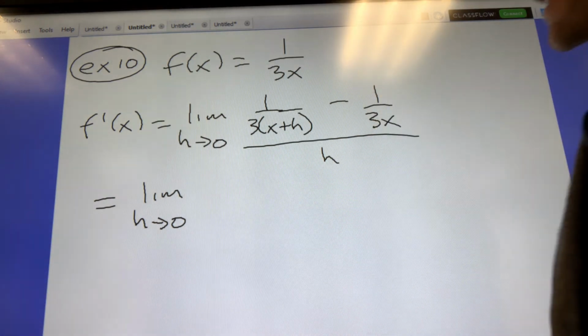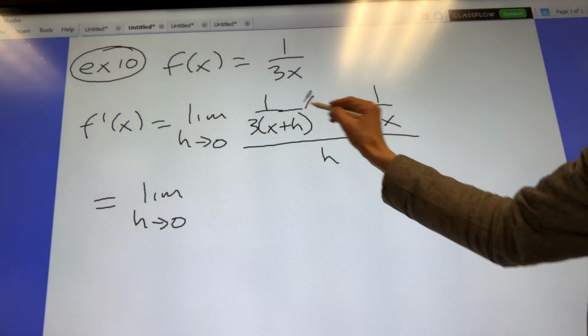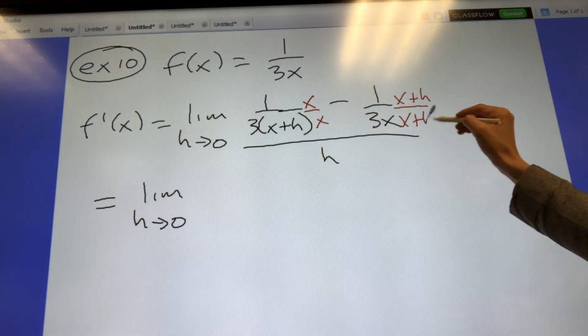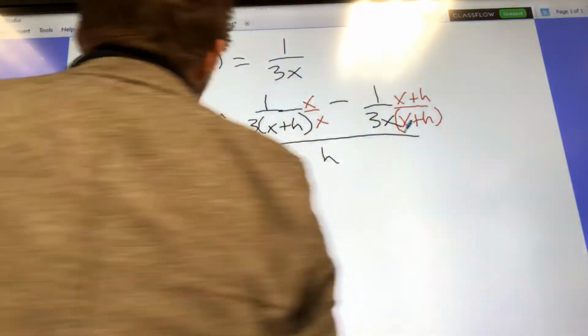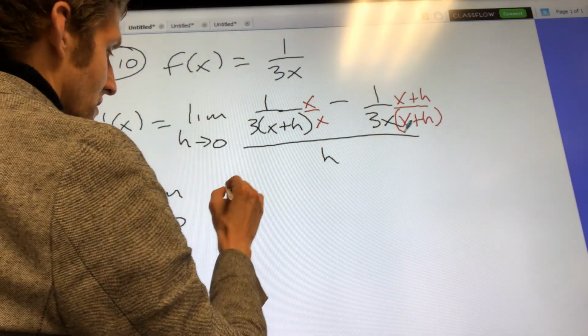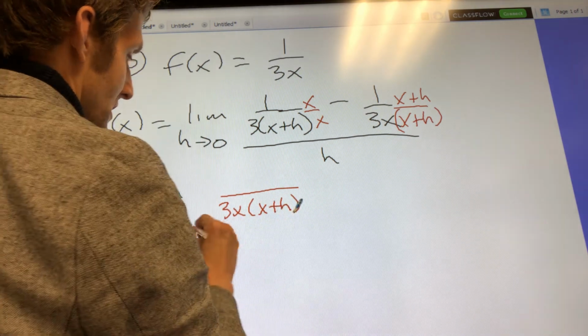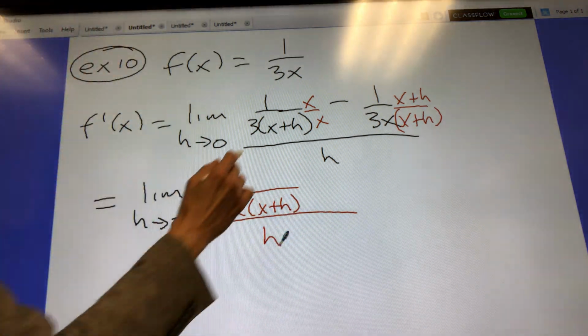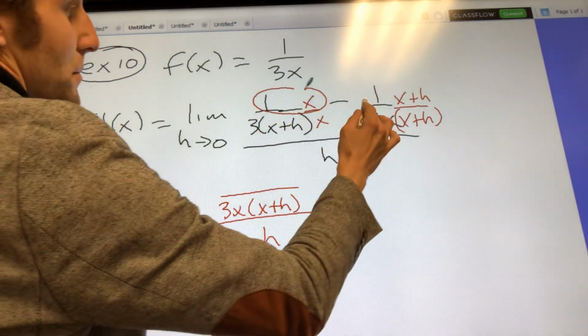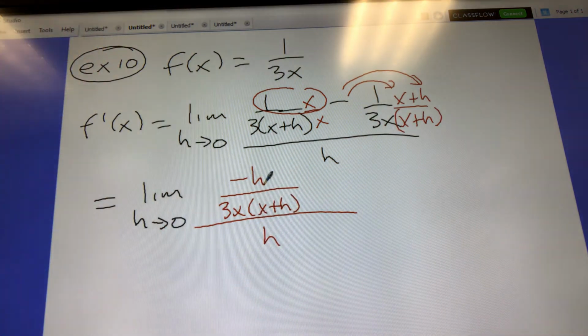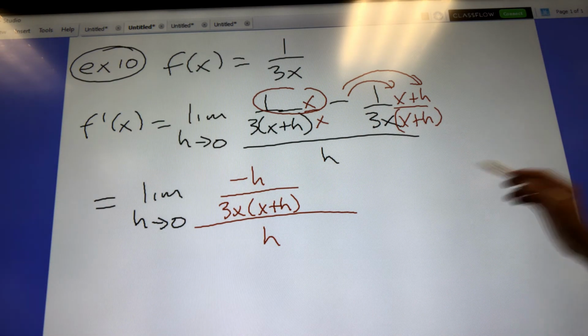We would have done this in algebra 2. They both have 3's. This one gets x over x, and this one gets x plus h over x plus h. So the common denominator in that true numerator would be 3x, x plus h. The actual denominator is h. And up top, you're going to have x minus x minus h. You're just going to be left with a negative h, because the x's are going to cancel. Okay, show that work if you need to. So the h's here now are going to cancel.